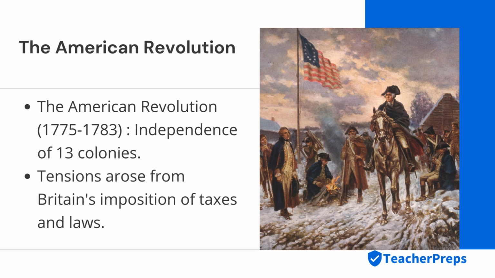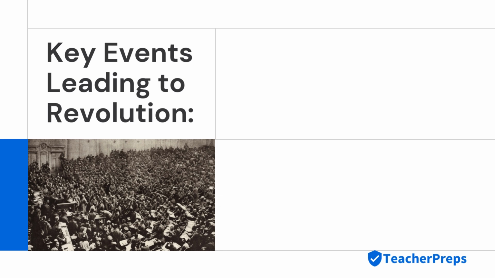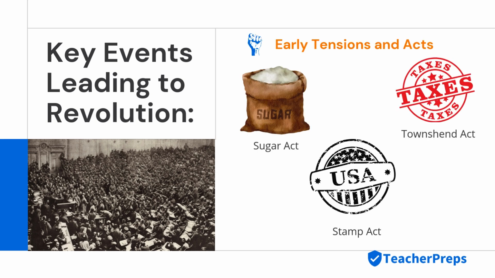So one more time, the revolution arose from escalating tensions due to Britain's imposition of taxes and laws, which the colonists fiercely opposed. They thought of these as being unjust and oppressive, and this period is renowned for sparking a global influence on political ideas and revolutions. So one thing led to another. Next up, here are some of the key events leading to the revolution that you'll want to be aware of for your exam.